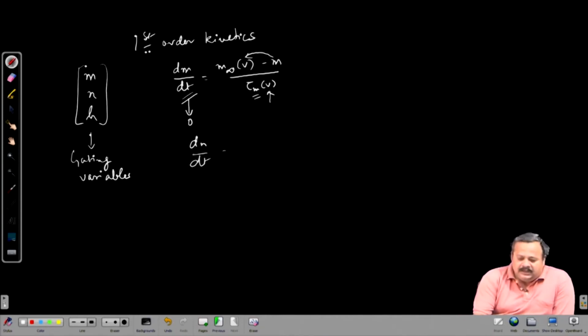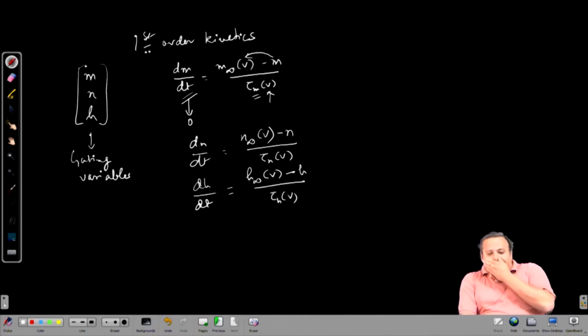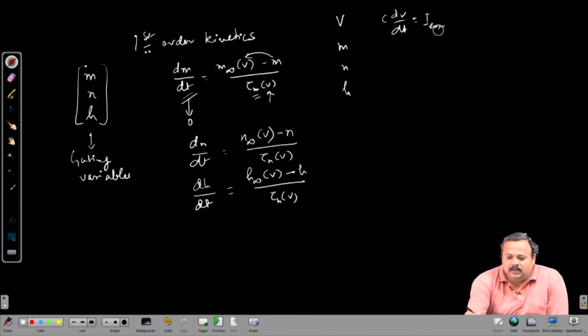So, similarly dn/dt is also described in the same way, which is n infinity V minus n divided by tau n V, and dh/dt equal to h infinity V minus h by tau h V. So, we have now a set of 4 variables V, m, n and h, and we have 4 differential equations governing their dynamics, that is our C dV/dt equation with the I external minus our g Na bar m cube h (V minus E Na) and the rest of the terms. Now you are completely familiar with.